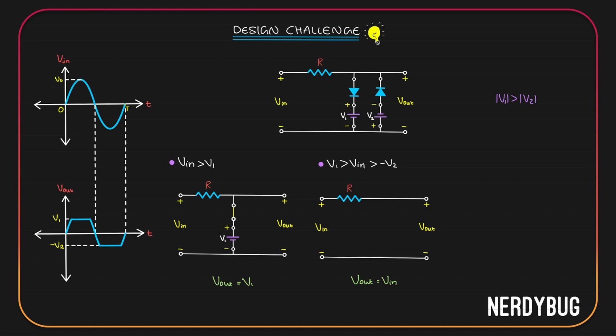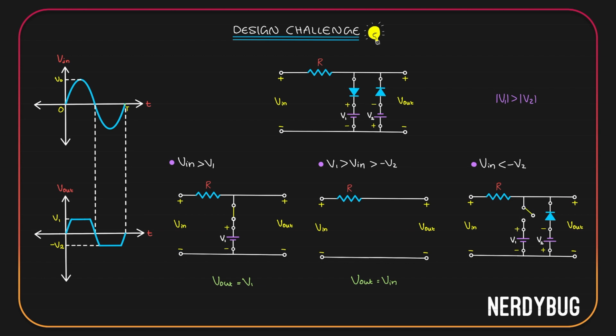Let us now model the circuit when V input is less than minus V2. Let us see the first diode. It has positive potential here and negative potential here from the cell that makes it reverse biased. It will be forward biased only when the input has a more positive value than V1. That is when V input is greater than V1. Here V input is less than minus V2, which is not enough. That means the diode is going to stay reverse biased. We can replace it by an open circuit.